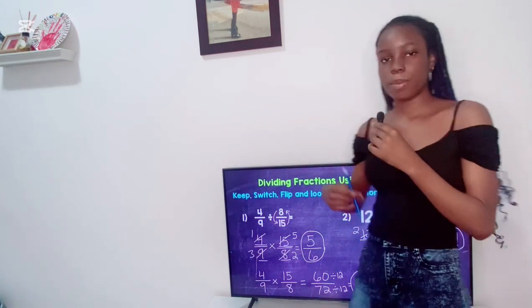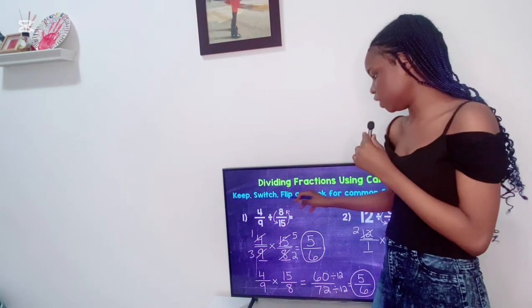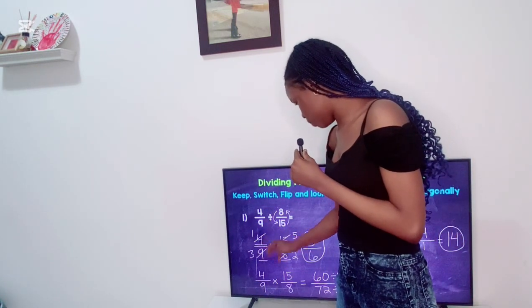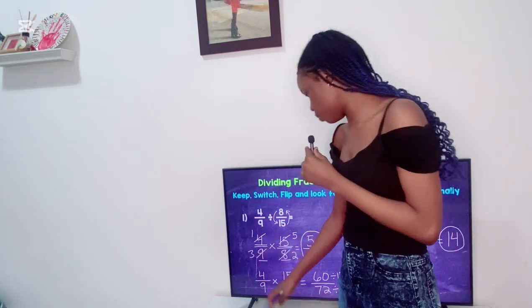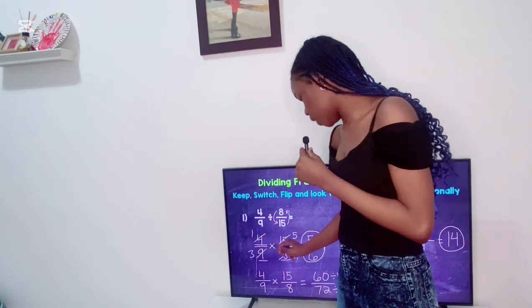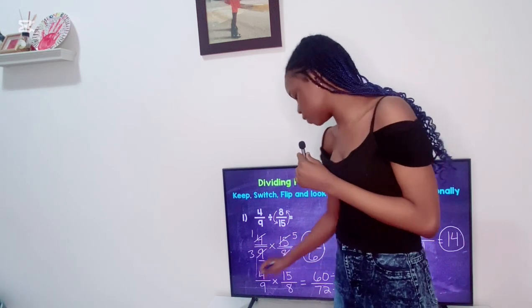Then looking for a common factor diagonally, that's going to be later. Before we focus on that, we have to focus on these three first. So let's come over here and write them down. 4 over 9, remember, we're keeping this one the same. So 4 over 9 times, remember, switch, times 15 over 8.